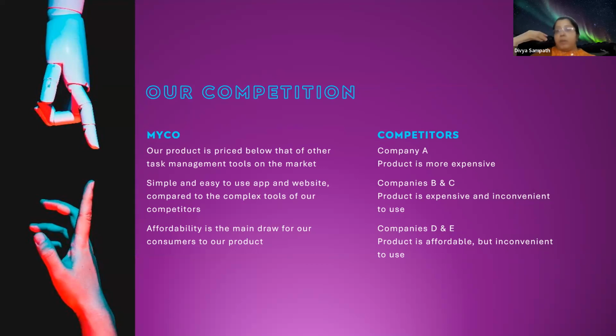The competitors, in the case of company A, the product is more expensive, right? In competitors B and C, the product is more expensive and it's harder to use. Companies D and E also make cheap products, but their products are difficult to use. So on the left side, we've talked about exactly why customers will want to choose our product versus all of these competitors, because it's simple and easy to use, it's cheaper, and for our target segment of consumers, affordability is the main draw. That's a good example of what to put in a competitive positioning slide, and it includes all of the key information that investors need to know to understand your business.